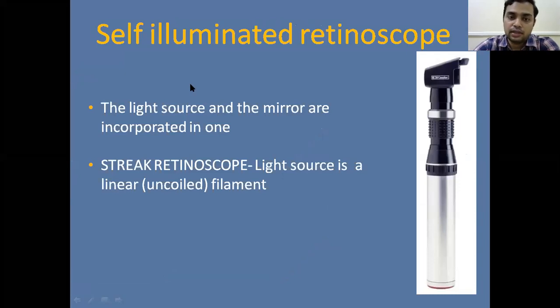So what is the advantage of the self-illuminated retinoscope? Here the light source and the mirror are incorporated in one. So we don't need any separate light source in case of the self-illuminated retinoscope. The best example is the streak retinoscope. Here the light source is a linear filament, so we have a vertical light. It has both the mirror as well as the light incorporated in one instrument, that we call a streak retinoscope.